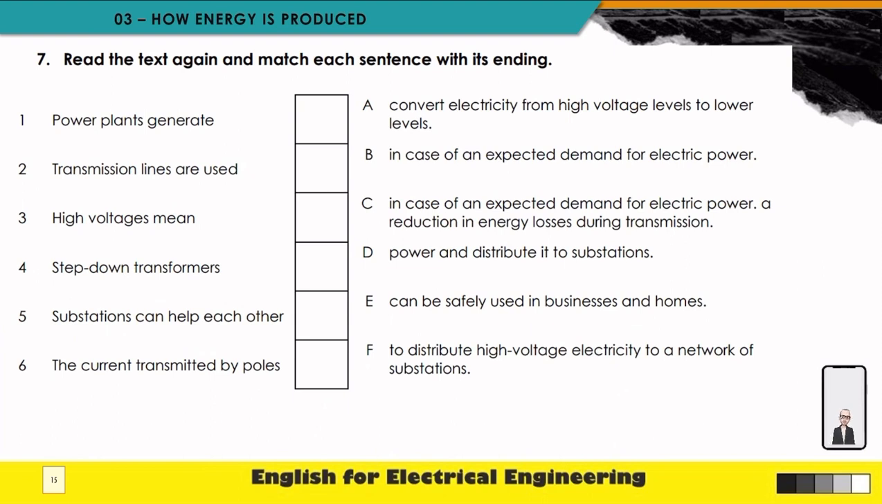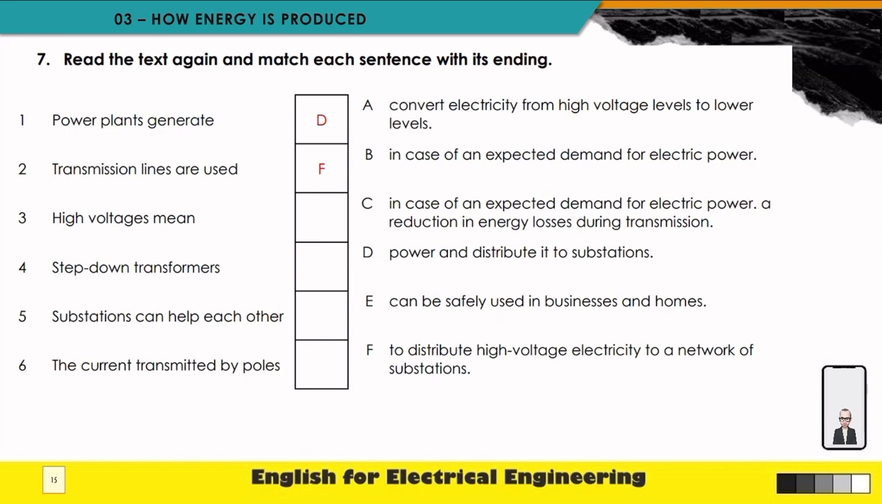And I believe this will be our last task before our quiz. Read the text again. We're not going to do that. Or you can, of course, go back, or if you've taken a screenshot, you can go back and check. What we'll have to do is match the sentence with its ending. Power plants generate power and distribute it to substations. So number 1 is D.